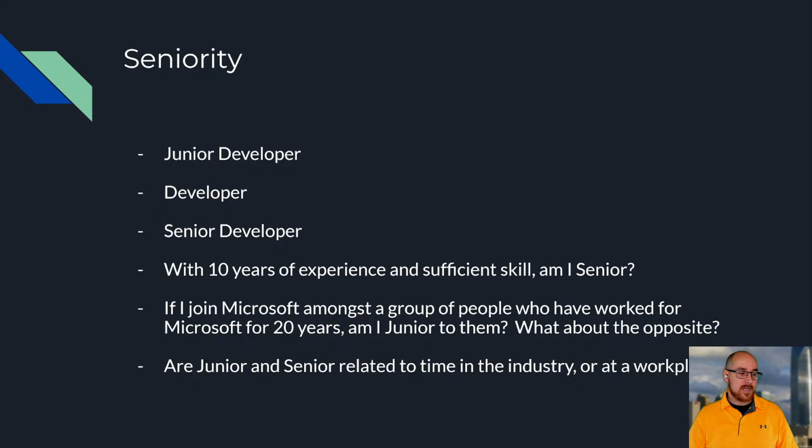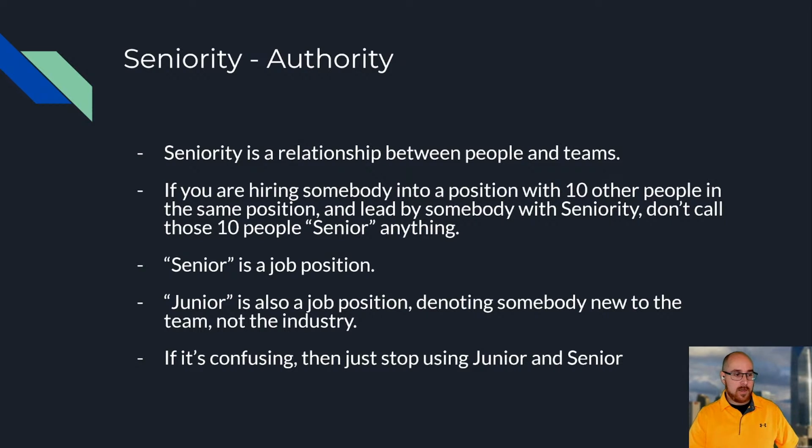So seniority, when you talk about who is the senior person versus who is the junior person, who are the middle, just the developers or whatever the case is, we're talking about seniority when we're dealing with people and teams and communication and stuff like that. So are they related to time, or are they related to a workplace? We're going to go into a little bit about that right here. Seniority does not equal authority, but seniority and authority are correlated. So it's a relationship between people.